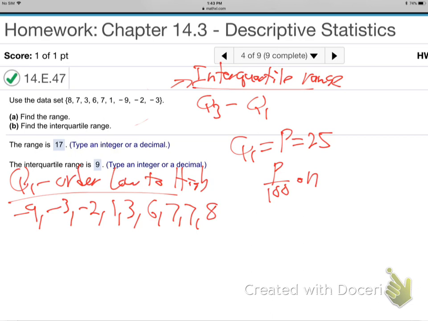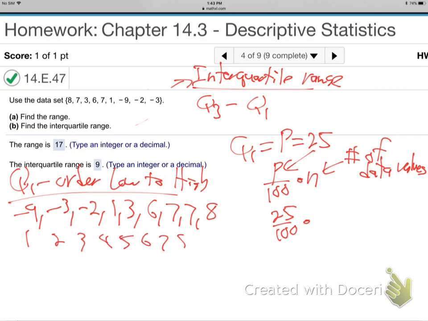Whenever you have a P, you can put it into the P over 100 times N. Put that in. So 25 over 100 times N. What's N? The number of data points, of data values. So what's the number of numbers here? 1, 2, 3, 4, 5, 6, 7, 8, 9 numbers. Did I do that right? 6, 7, 8. Yeah, 9 numbers. So N is 9. So if you do that, 2.25.